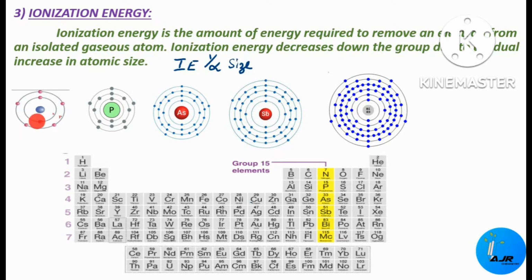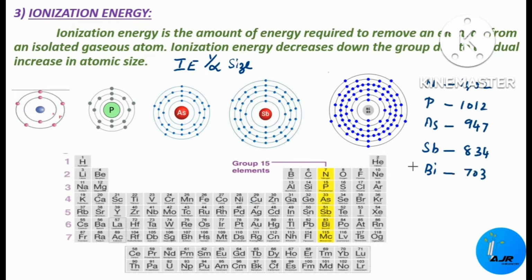We all know that the size of the atom goes on increasing from top to bottom because of the presence of additional shells. Since the atomic size is increasing from top to bottom, obviously ionization energy will be decreasing. I am writing the ionization energy values so that you can understand. It's not necessary to learn all these values. These are the values of ionization energy of these different elements. Now we can see there is a gradual decrease in the ionization energy.